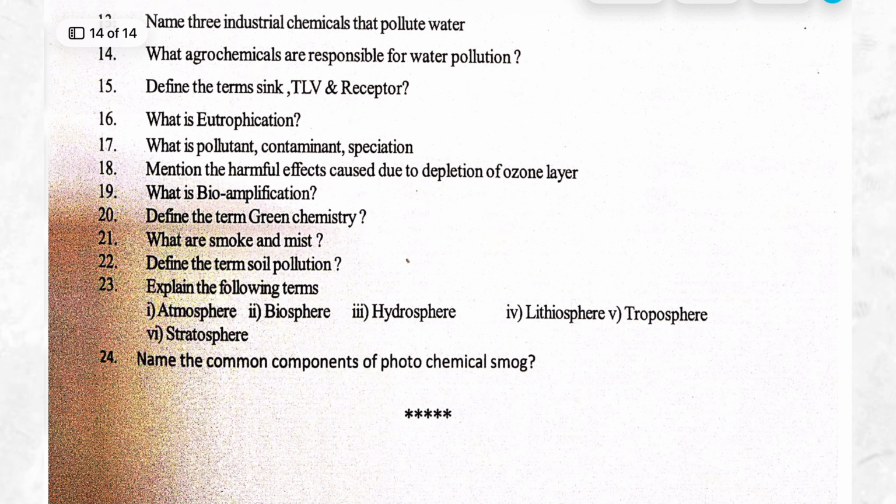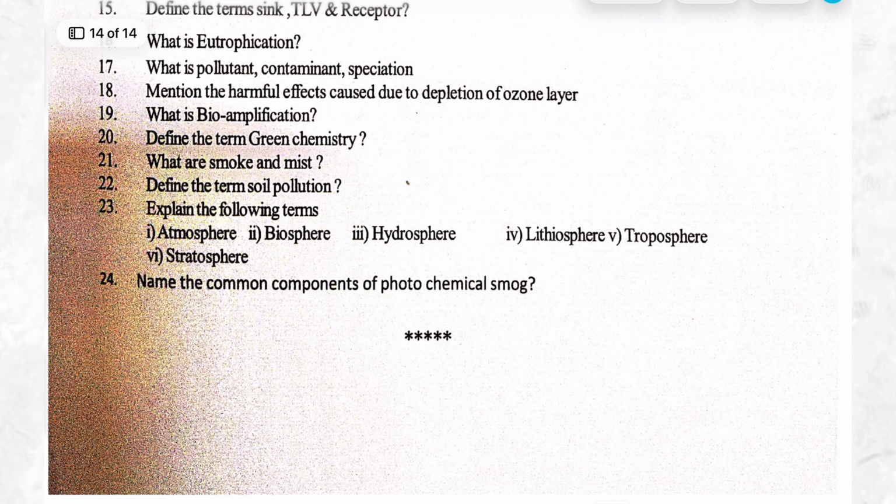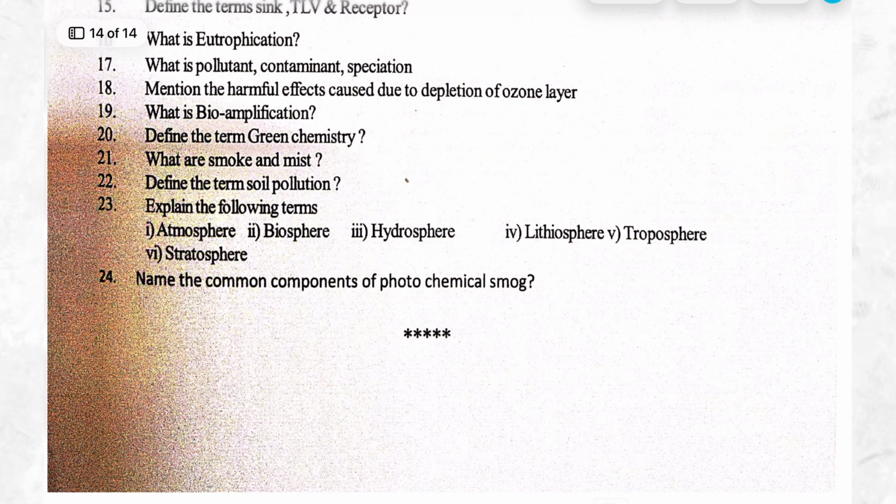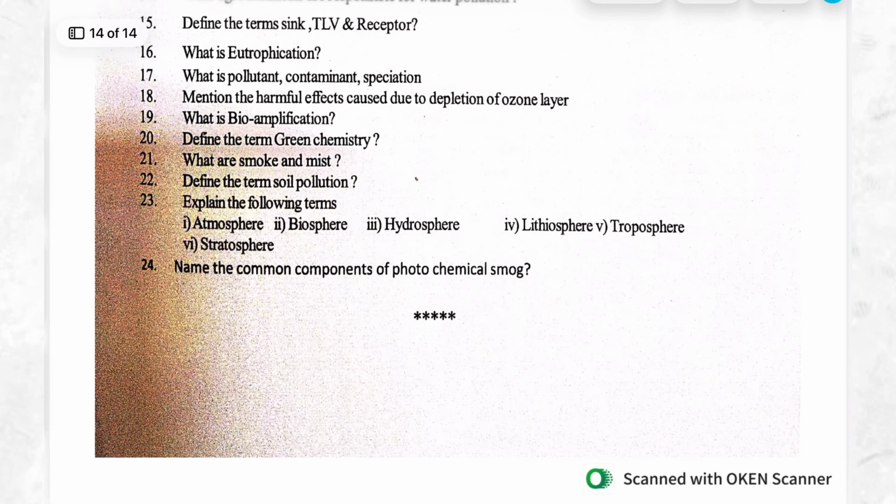Okay, what is soil pollution, atmosphere? These are very, very important. Last one, common components of photochemical smog. These all are important for our chemistry.